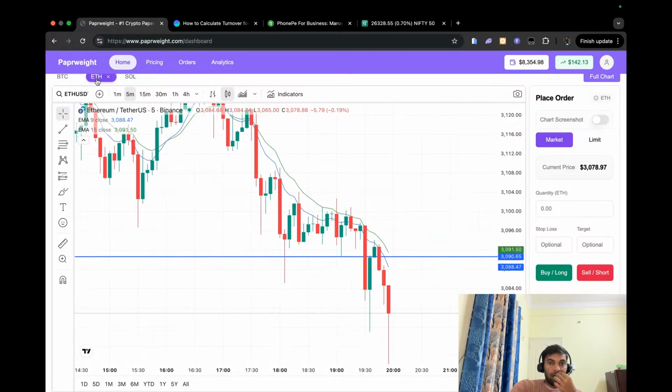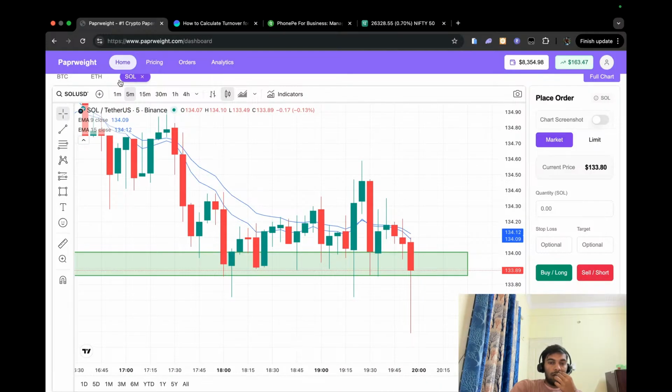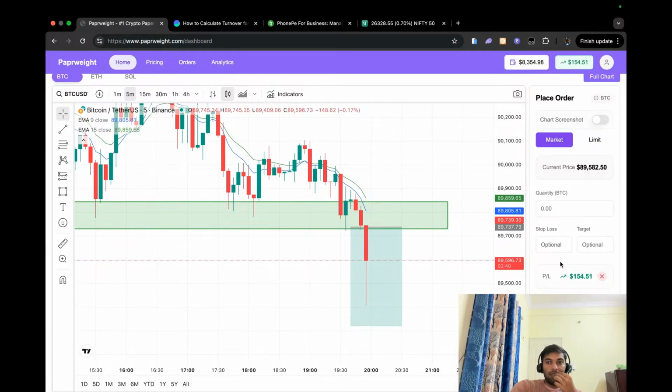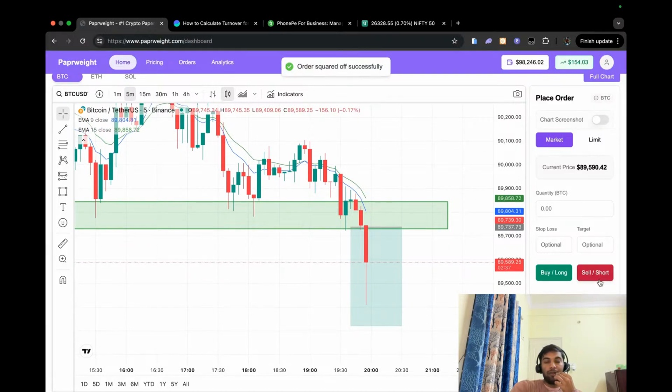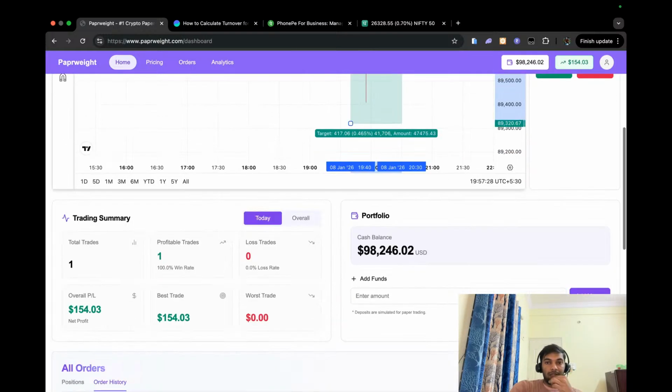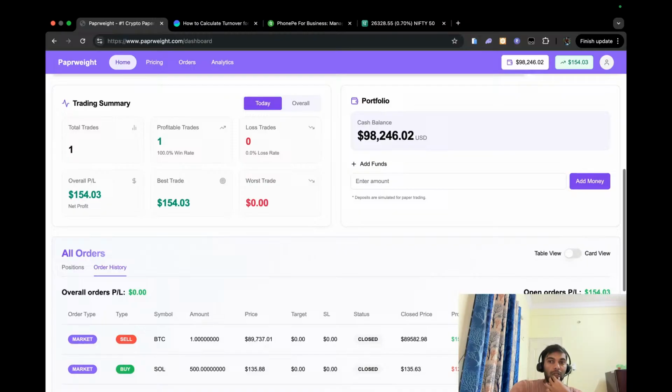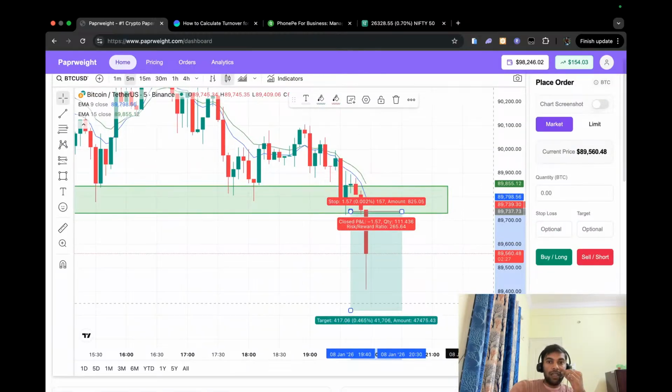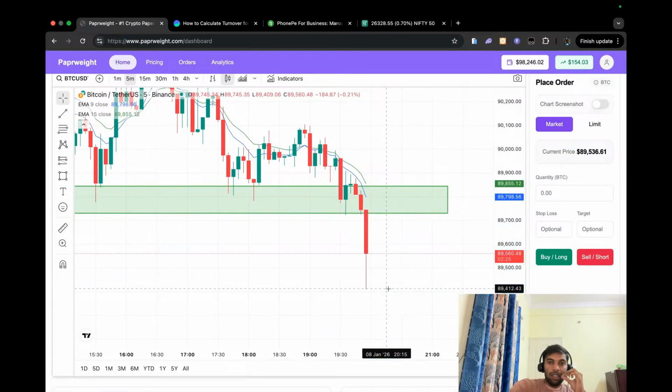So let's see what is happening at Solana as well. Okay, so I think this will trap us. So let me book this profit, because this is not exactly how the market works right now. So I just booked the $154. This is not intended actually. So let's plan for another trade.